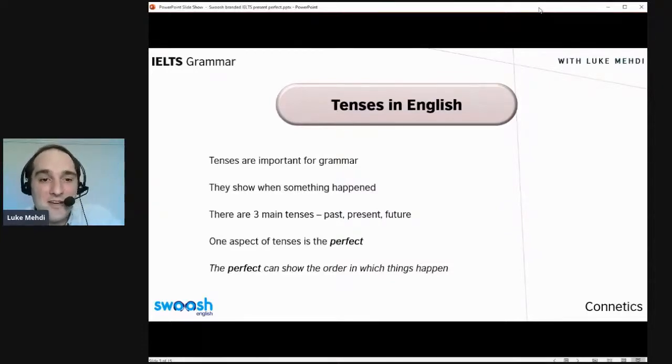Right, so tenses show when things happened. As I said, there's three main tenses: the past for things that have happened before, the present, and the future for things that will happen. Now, these tenses have something called an aspect, and one aspect of tenses is the perfect. So the perfect can show the order in which things happen. And perfect tenses would be considered to be more advanced grammar than the basic tenses.